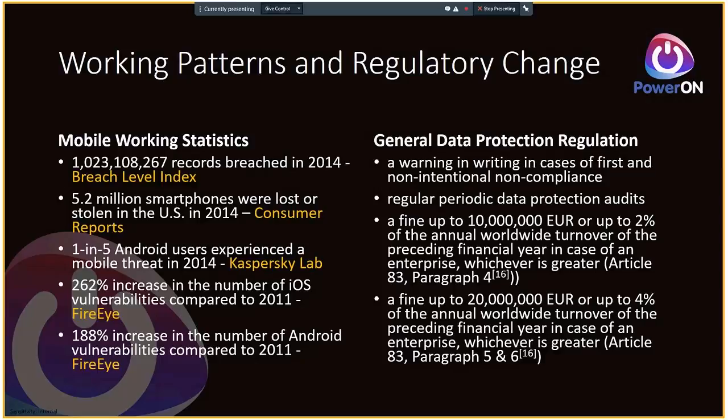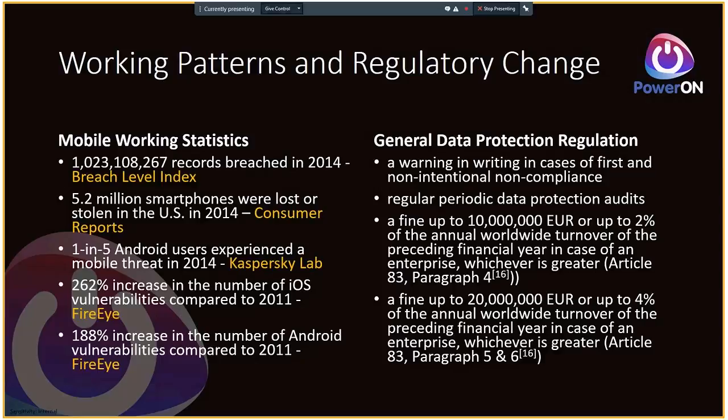So in the first cases, it's very much a written warning. Now, I say this, it very much depends on the type of leak. But if it's minimal, then we're talking very much about a warning in the first instance. And hopefully, if you haven't picked up an MDM solution at that point, it might really start to prompt you to. So there will be regular periodic data protection audits.